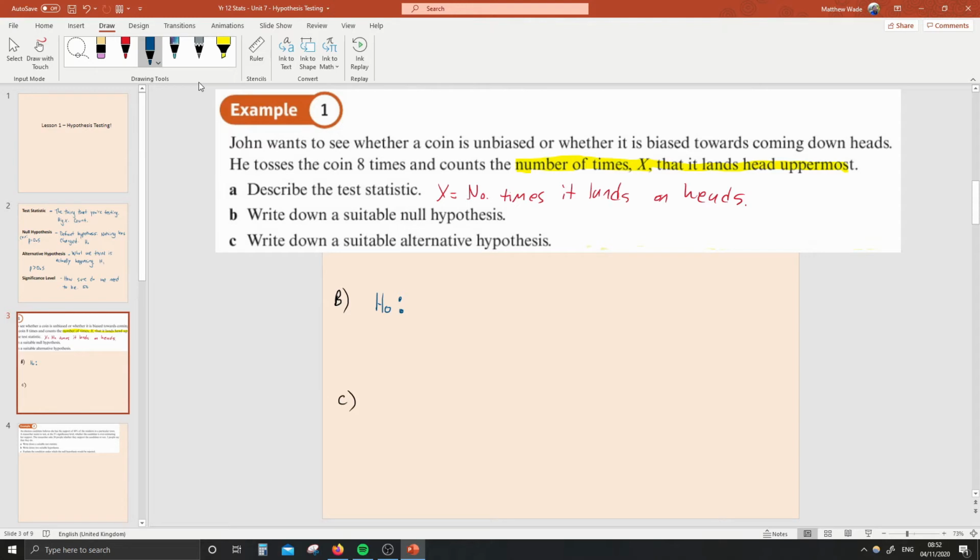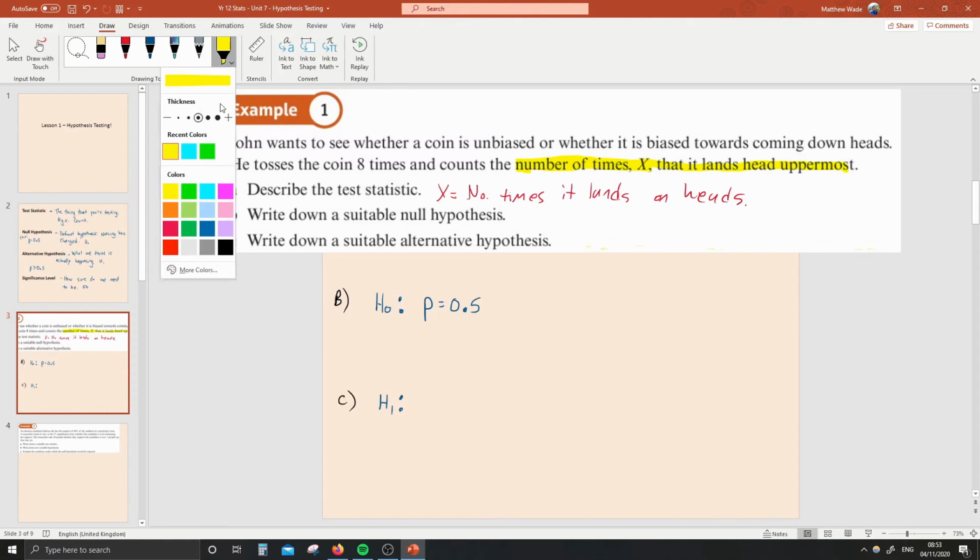So here we go. H naught, what's it going to be? Well, it's going to be P equals 0.5. The chance of getting a head is 0.5, right? Because it's 50-50, and that's as though there's nothing wrong with our coin. Write down a suitable alternative hypothesis. I sometimes call it an alternate hypothesis, but alternative hypothesis. Well, that's H1.